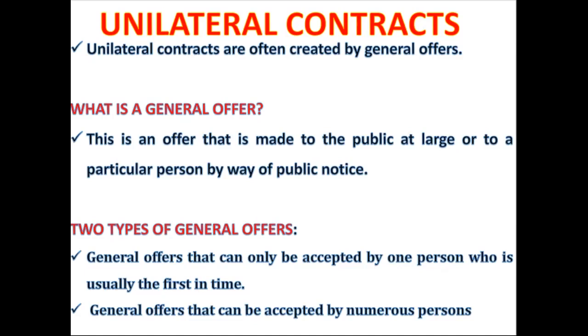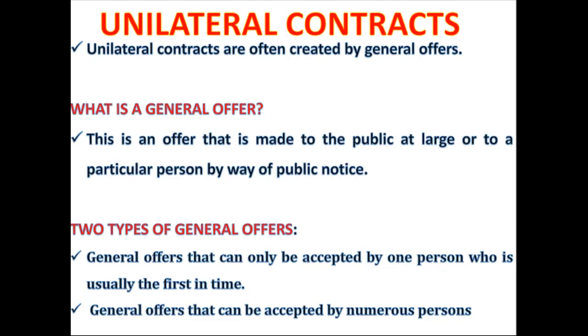So the first person who comes and accepts is the one that will be deemed to have accepted the offer. If I say, whoever shall paint my house for me, I shall pay 10,000 Ghana cedis, the moment Kofi comes and paints the house, which house again is there for you to go and paint? That is why we are saying that the first type of general offers are the ones that can only be accepted by one person, who is usually the first in time.